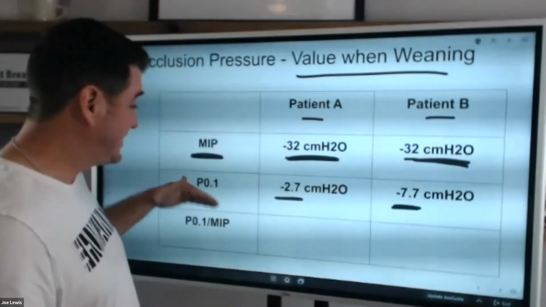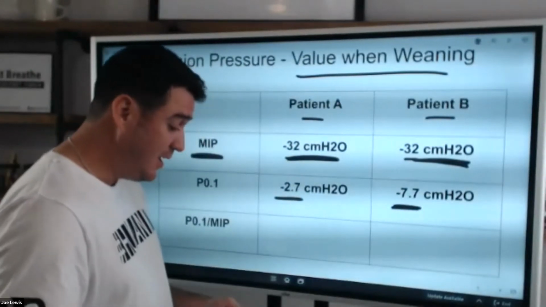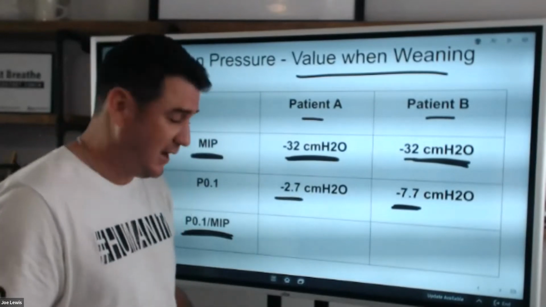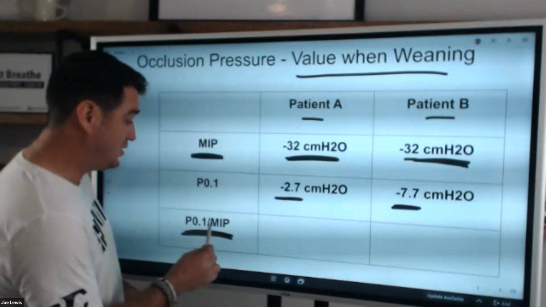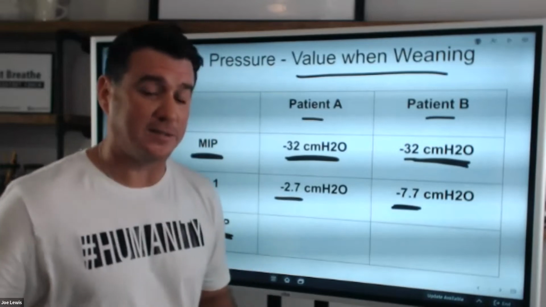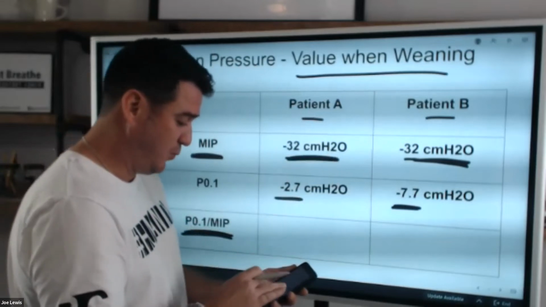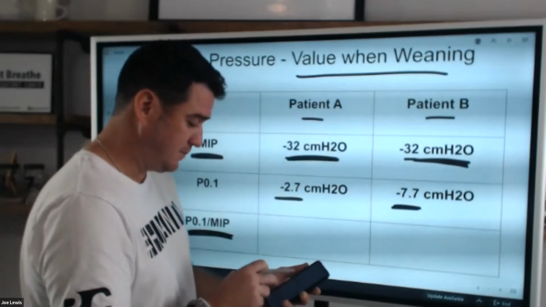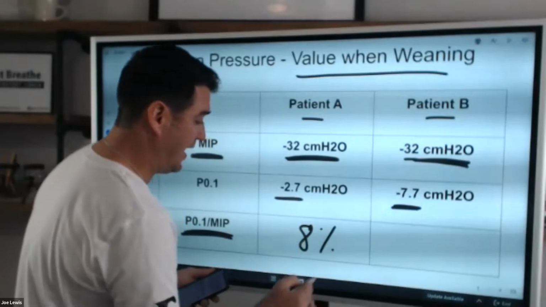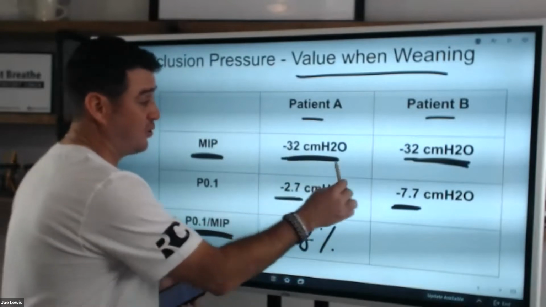Now, the research takes this down one step further and gives us another parameter to look at. I'm going to pull out my calculator here because what they talk about is this new ratio. And I know we were all thinking, oh, another ratio. Yeah, another ratio is the P100 to the MIP. This is where you just compare the P100 to the maximum inspiratory pressure. So if we do that for patient A here, we'll do 2.7 divided by 32. And what we see is we have about 8%. So the P100 is accounting for about 8% of the total diaphragmatic strength.